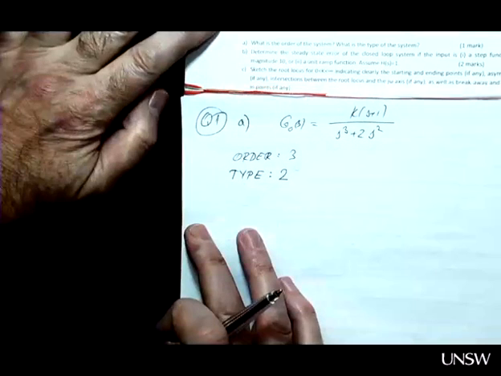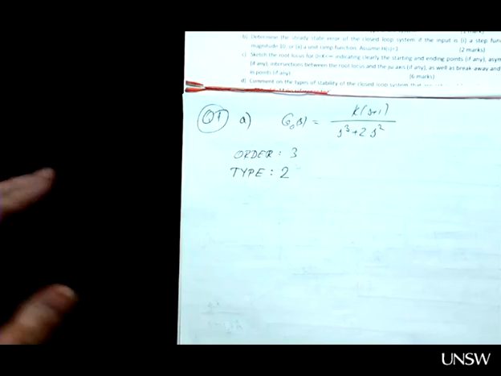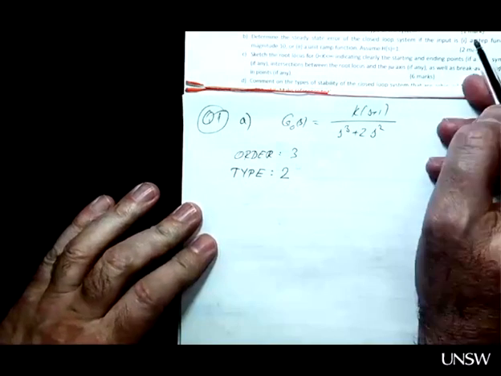Okay, so this is simply about knowing what the order is, what the type is. No particular calculation, therefore only 1 mark, half a mark for each of these answers.